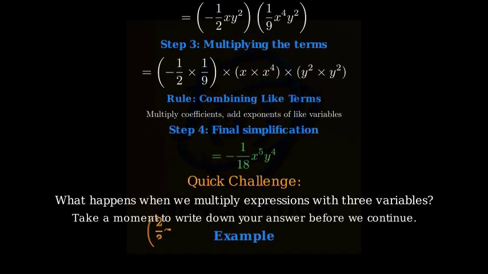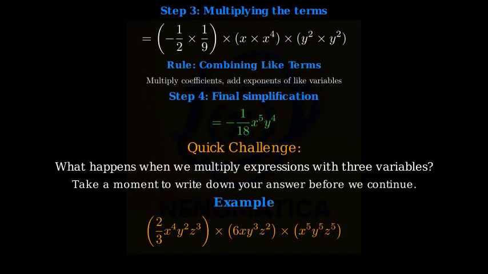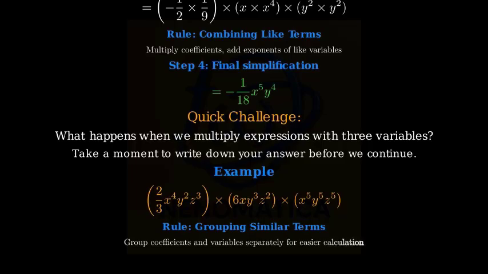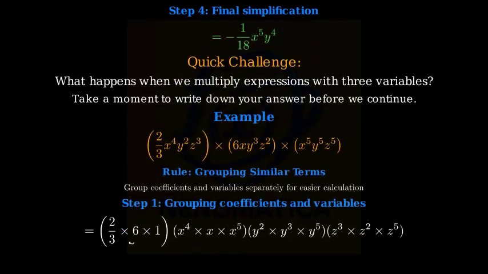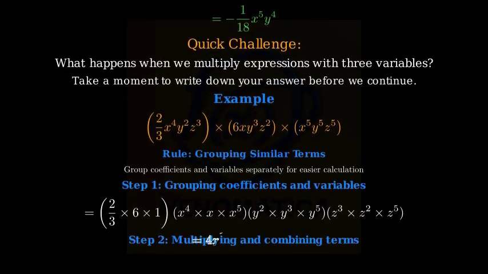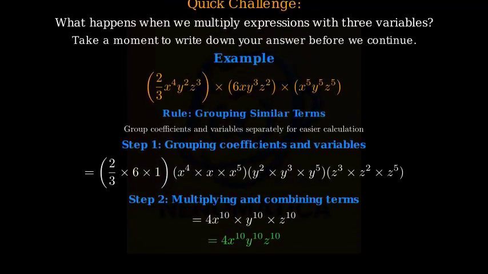Let's move to a more complex example with 3 variables. We'll approach this similarly. First, let's group the coefficients and variables separately. Now, we calculate. 2/3 times 6 equals 4. Then we add the exponents for each variable. X to the 4th plus x to the 5th equals x to the 10th.